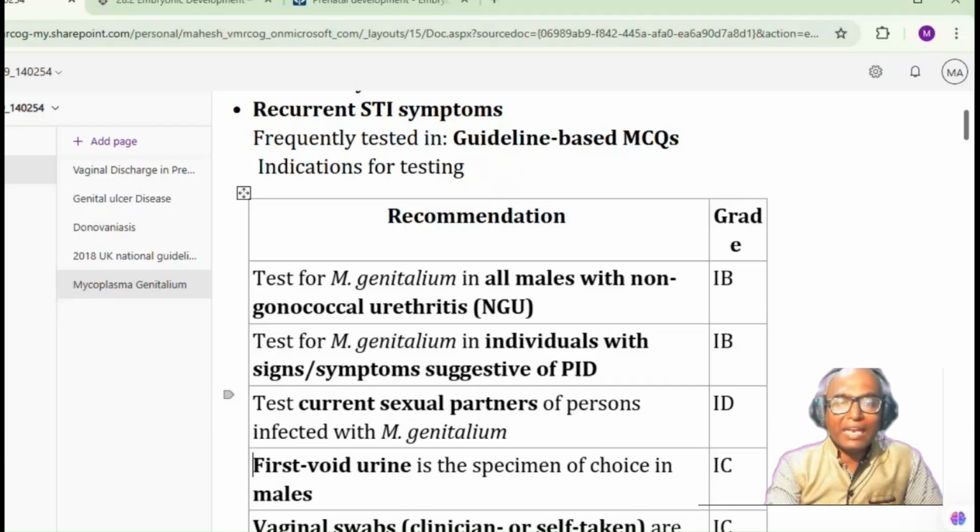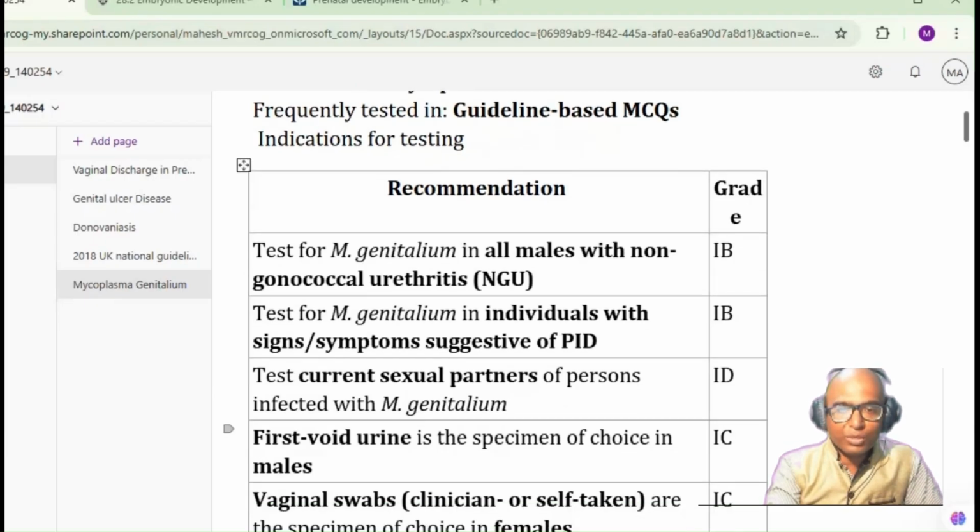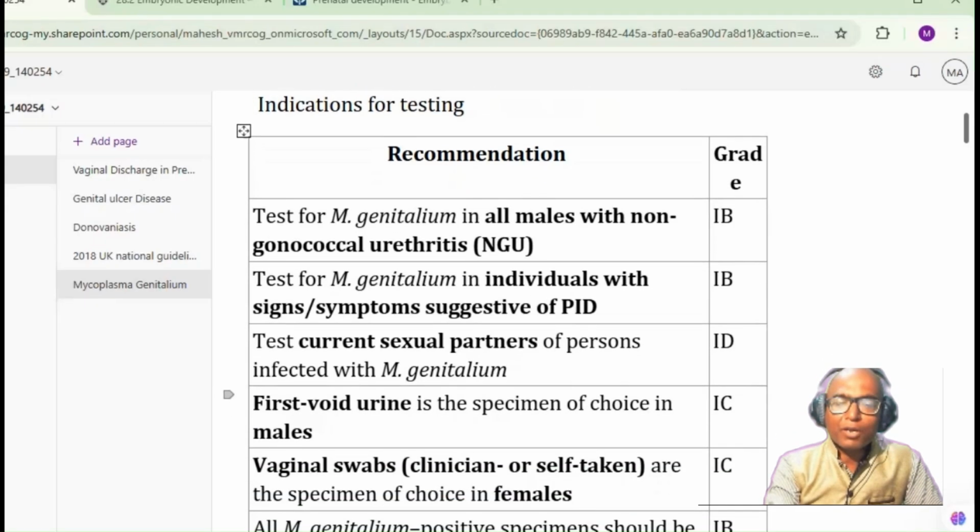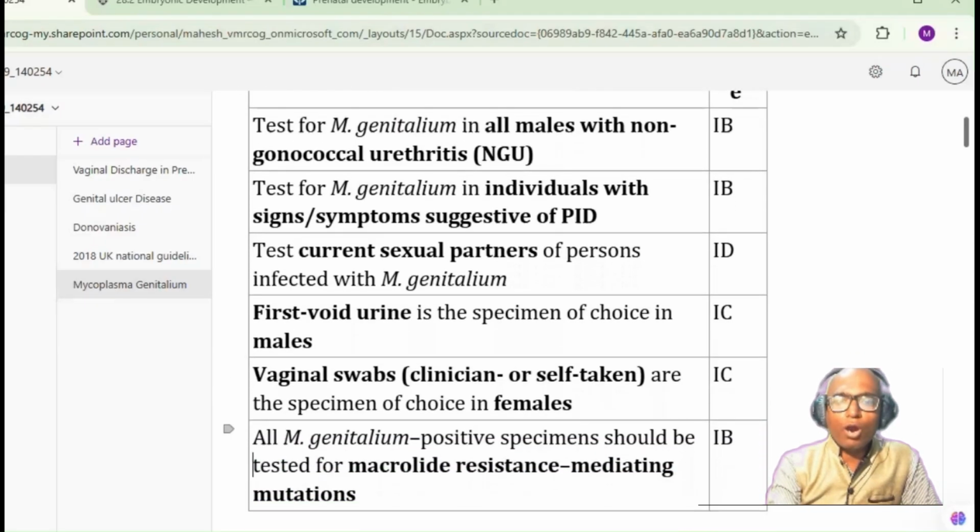Okay, and for males, the first void urine is the specimen of choice, because the presentation is a non-gonococcal urethritis or NGU type of presentation. So the sample will be first void urine. Okay, in females it is a vaginal swab, either clinician-taken or self-taken, that is the choice in females. Okay, and all Mycoplasma genitalium positive specimens should be tested for macrolide resistance. So this macrolide resistance testing for mycoplasma is a must.